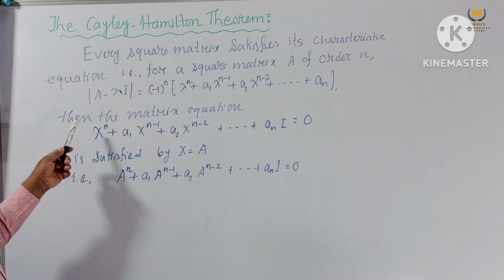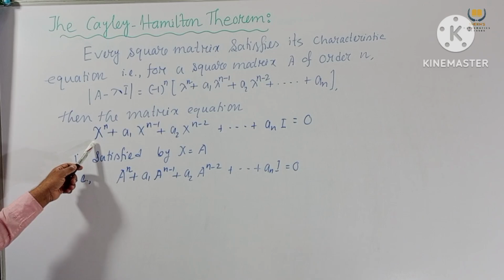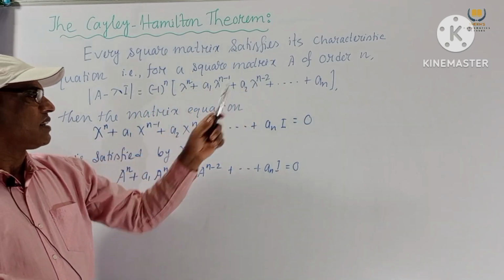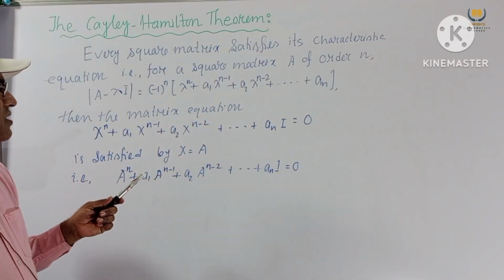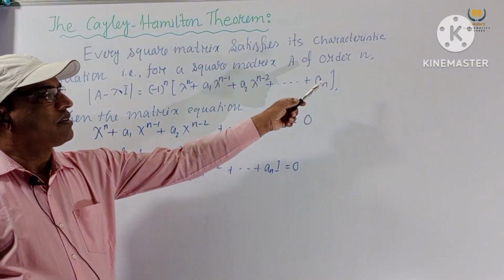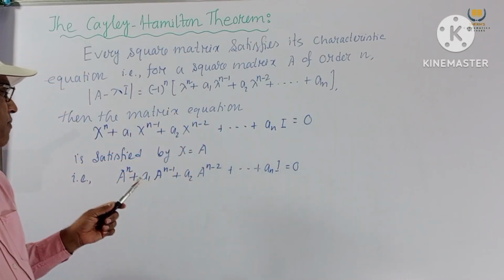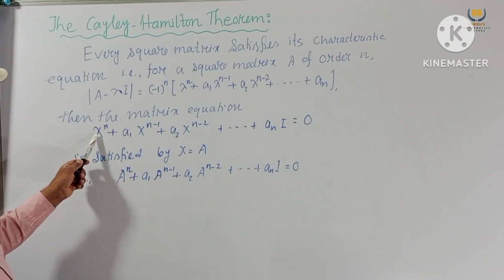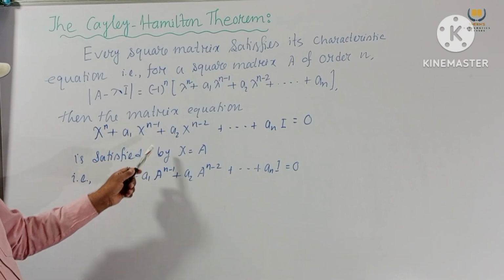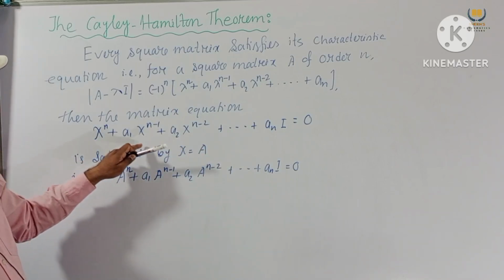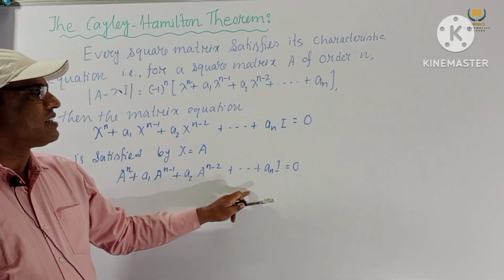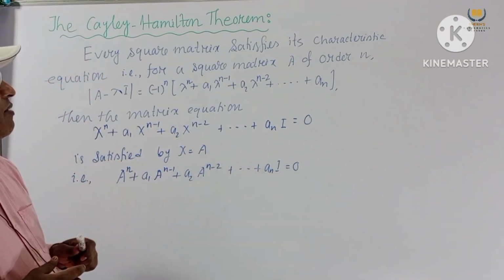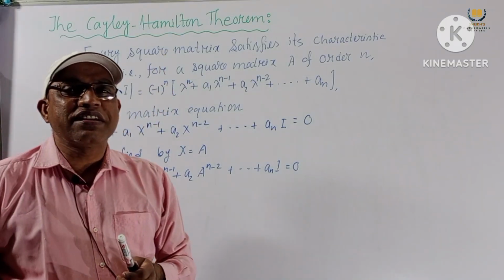Then the matrix equation, putting x in place of lambda: x^n + a1 x^(n-1) + a2 x^(n-2) + ... must be written with I, since it cannot be a single term. Then it is satisfied by A. Putting x equal to A, in place of x we put A, and A satisfies this matrix equation. This is the Cayley-Hamilton theorem: every square matrix satisfies its characteristic equation.